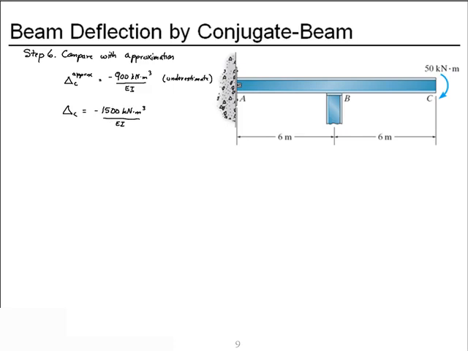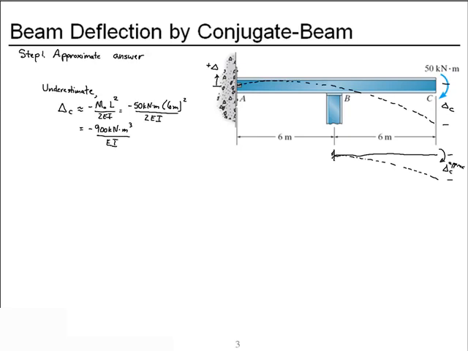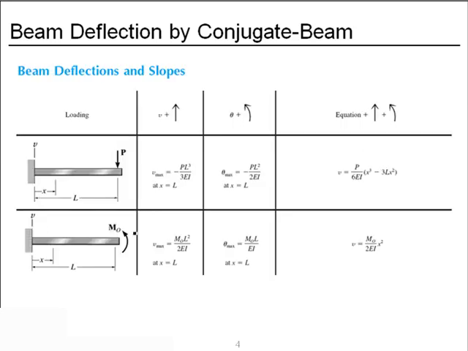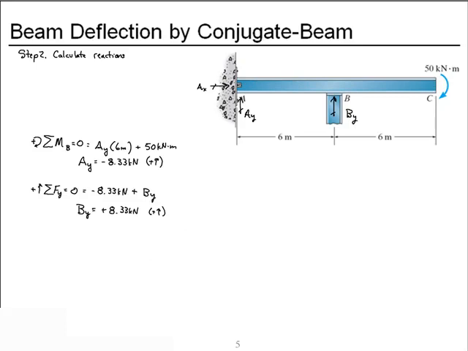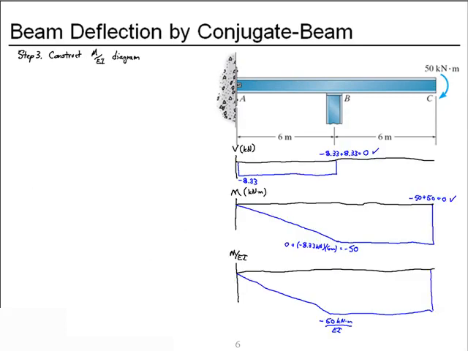Now let's go back and review how we used the conjugate beam method to get to this prediction of deflection. We started by predicting the deflected shape, or drawing the elastic curve for the beam, and we said this segment of the beam can be approximated by something we see in the front cover of our textbook, which has already got a formula for deflection. We use that to create an underestimate of the vertical deflection at C. We then calculated the reactions and constructed the M over EI diagram.